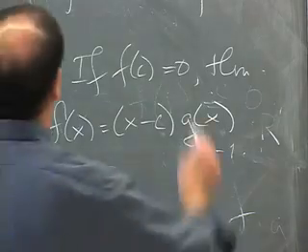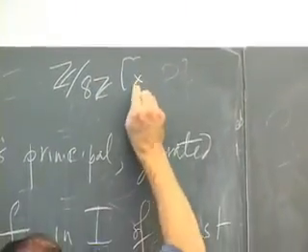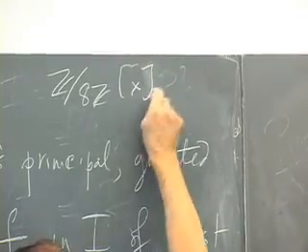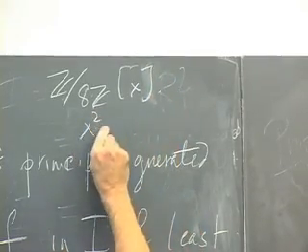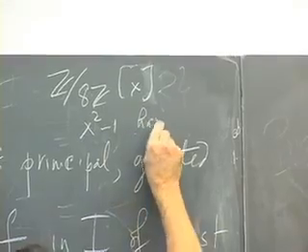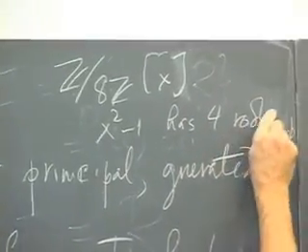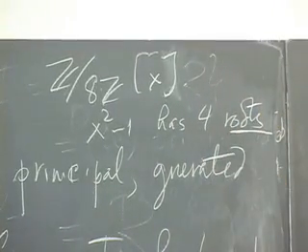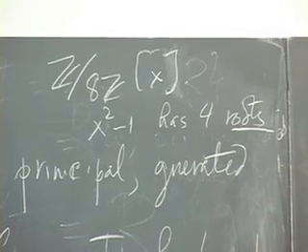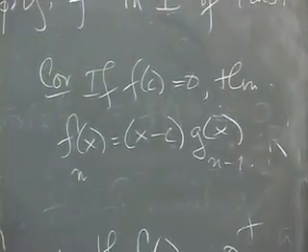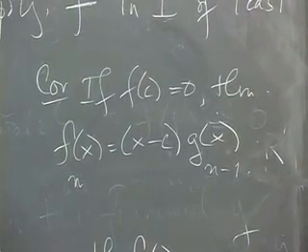If you study polynomials over the ring Z mod 8, and you study the polynomial x squared minus 1, it has 4 roots. So that's a polynomial of degree 2 that has 4 roots. But over a field, polynomials of degree n have at most n roots, and it's by this principal ideal property.